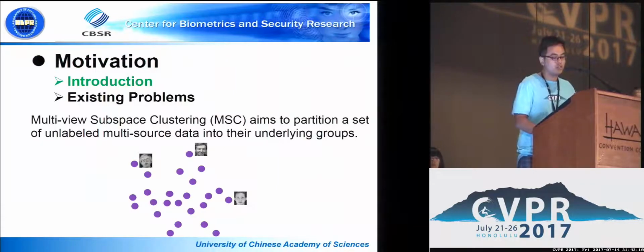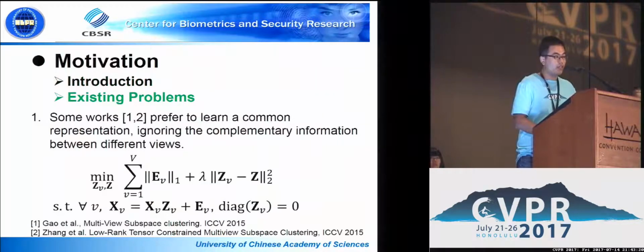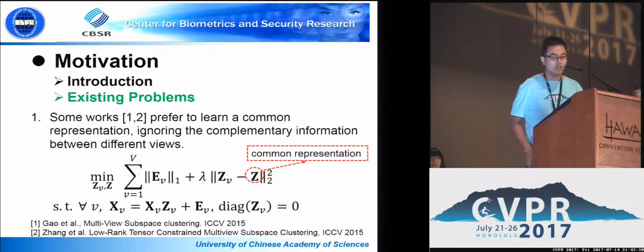The first part, motivation. Multi-view subspace clustering aims to partition a set of unlabeled multi-source data into their underlying groups. However, existing works may suffer from the following problems. The first is that some works prefer to learn a common representation, ignoring the complementary information between different views.